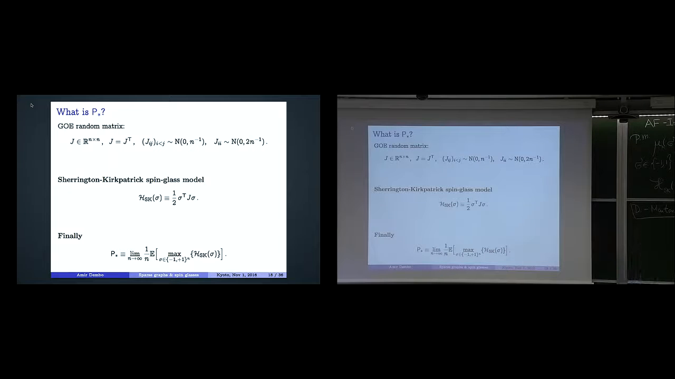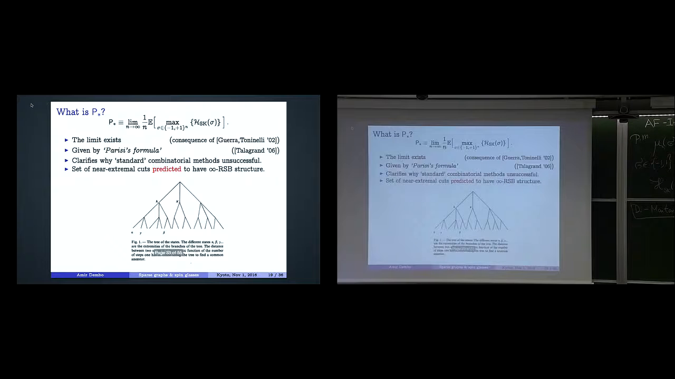At this point, you might think that I'm really cheating you, because I could have taken the same stuff for the H_G, and now I took it for another guy, so what did I gain? I just told you the constant, which I don't know what it is, is another constant which I don't know what it is. But the point is we actually do know what it is. First of all, we know that, as I said, the limit exists, a consequence of Guerra-Toninelli 2002.